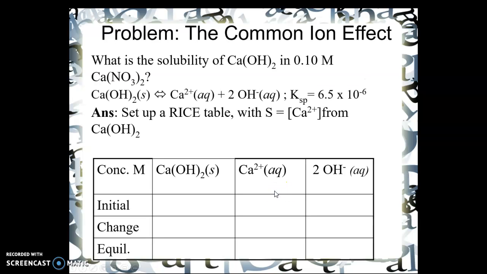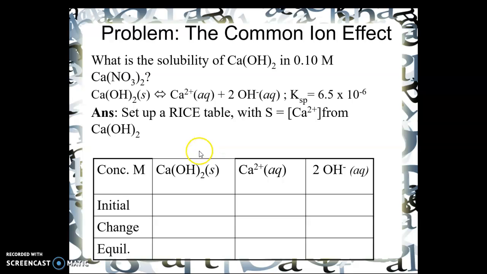All right. Now, the next type of problem you will see is called the common ion effect problem. And these are very interesting. So what is the solubility of calcium hydroxide? Fine, easy enough if we know the Ksp. But how about if it's in 0.1 molar calcium nitrate? Now, the calcium nitrate is completely soluble because all nitrates are highly soluble. And so the calcium ions that start off in the solution are 0.1 molar.